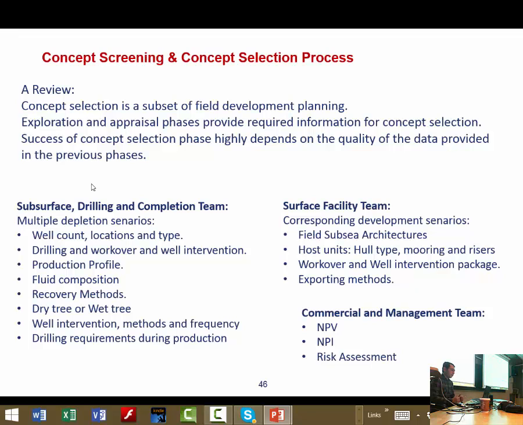As we explained before, the subsurface, drilling and completion teams make multiple depletion scenarios, including well count, location and type, drilling and workover and well intervention requirements, production profiles, fluid composition, recovery methods, and so on. Then the surface facility team makes corresponding development scenarios, including field subsea architectures, host unit, including hull type, mooring and riser system, workover and well intervention package, and exporting methods for each depletion scenario. And besides them, the commercial and management team will calculate net present value, net present investment, and risk assessment for each of the concepts to make a final decision.